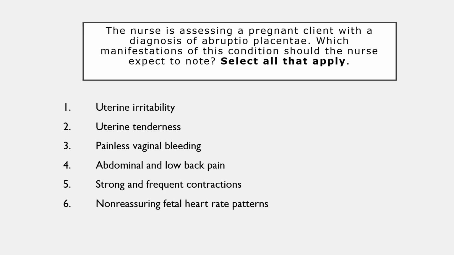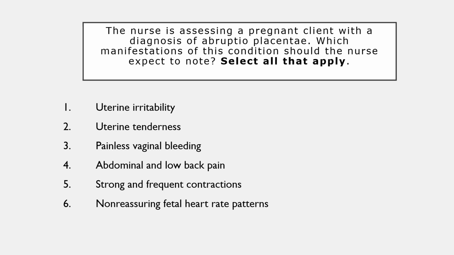So if you chose 1, 2, 4, and 6, you are correct. So again, 1, 2, 4, and 6. Placental abruption, also known as abruptio placenta, is the separation of the normally implanted placenta before the fetus is born. It occurs when there is bleeding and formation of a hematoma on the maternal side of the placenta.